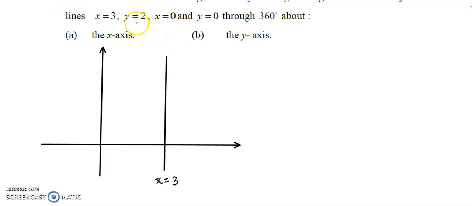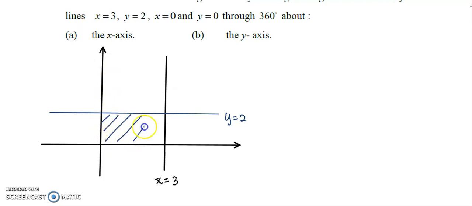Next, we have y equals 2. y equals 2 is a horizontal line which passes through 2 on the y-axis. So label this as y equals 2. And you're going to find the region bounded by these four lines, which includes x equals 0 and y equals 0. So I have an area bounded by x equals 3, y equals 2, x equals 0, and y equals 0, and the region will be here. This is the shaded region that we want to find.